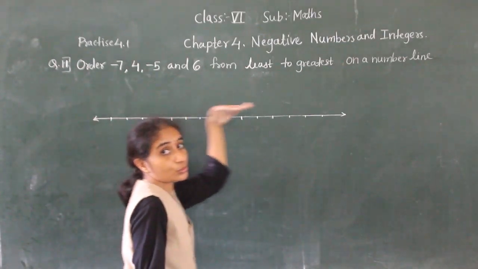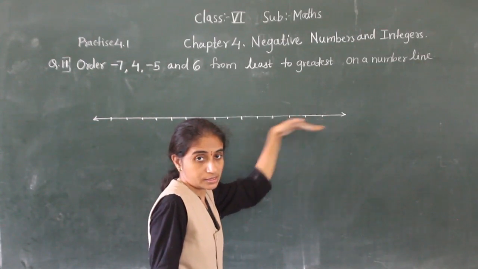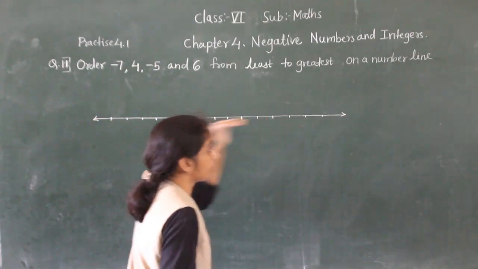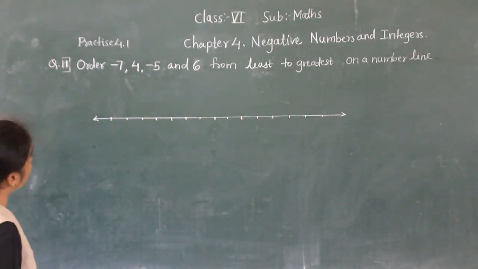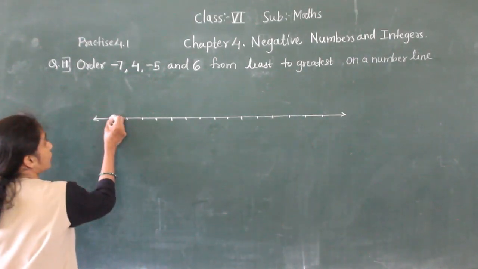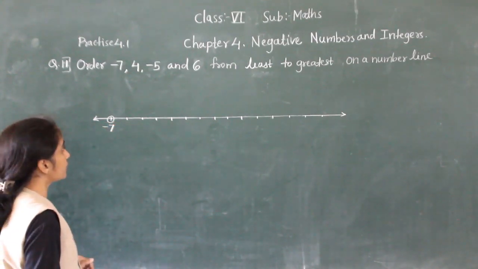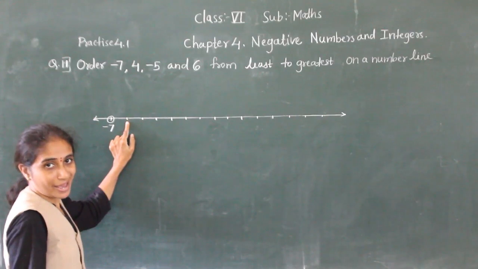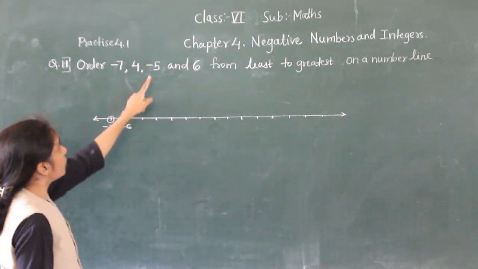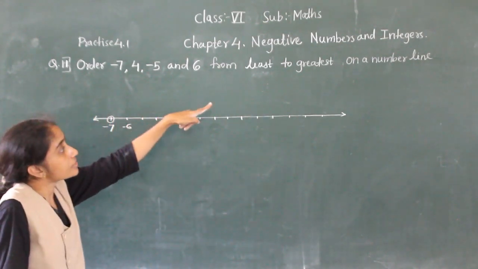See, least to greatest. This way it is increasing order, ascending order. Suppose if I take this point as minus 7. Then this point will be minus 6, I am just writing it here. Then minus 5 will come here.